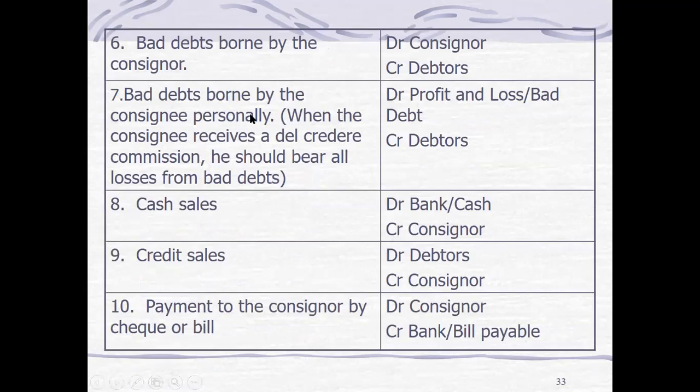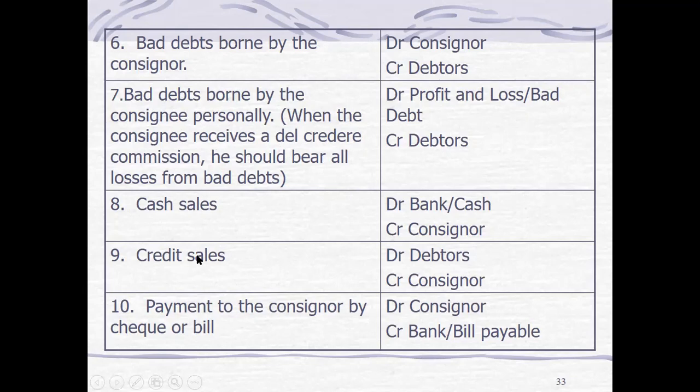Number six, bad debts borne by the consignor. So a deduction to the consignor also, because these are now the portion of the sales or receivable that cannot be collected. Number seven, if bad debts are borne by the consignee personally, for example, for a del credere or an account commission, we should bear all losses from bad debts. Therefore, that will be an expense on the part of the consignee, crediting the debtor account.